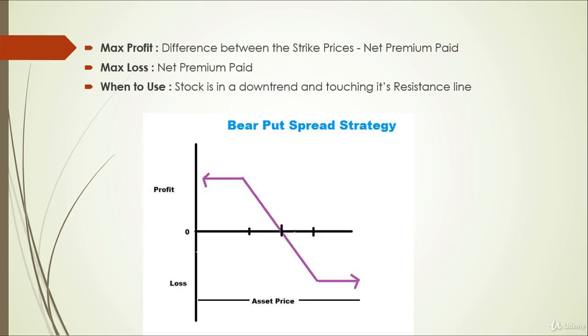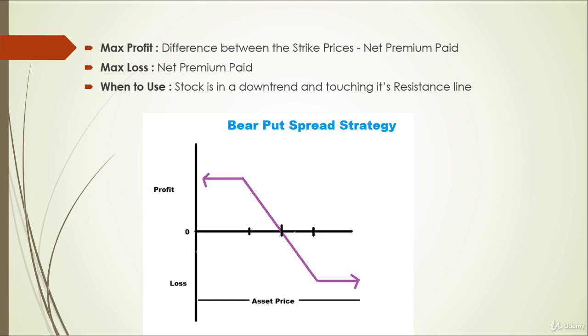And maximum loss is limited if the stock price rises above the higher strike price and is equal to the cost of the trade. But if we execute the strategy when the underlying stock is in downtrend, we will never incur a loss. If the stock price closes below the lower strike price of the sold put, both options expire in the money, but the long put will have higher intrinsic value than the sold put, so we get the maximum profit.